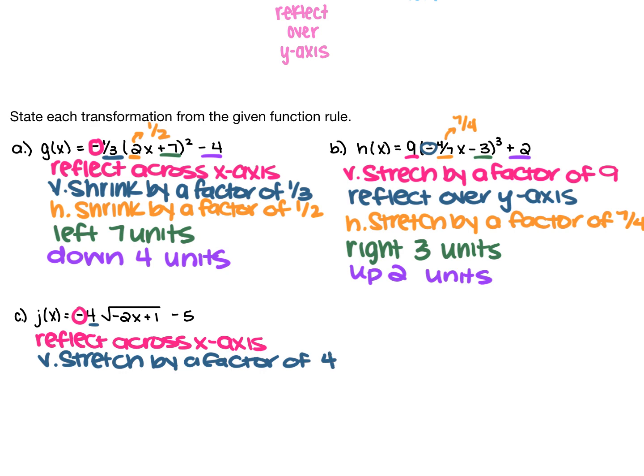Move into your radical now. That negative that's in front of the 2 reflects horizontally. So we're reflecting across your y-axis. Next, that 2 we take the reciprocal of, so it becomes 1/2. That 1/2 is less than 1, so that's a horizontal shrink by a factor of 1/2.